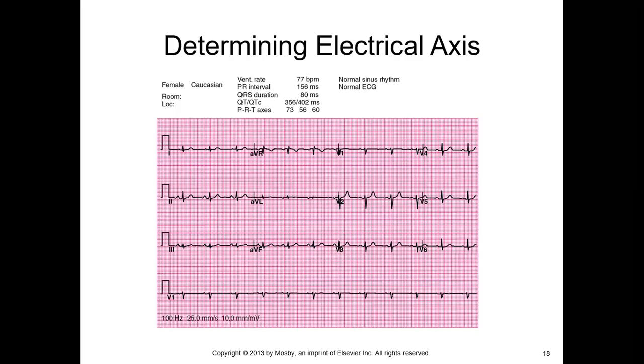To determine if the QRS axis is moving in a positive or negative direction, look at lead 2 and determine if the QRS complex is primarily positive or negative. Lead 2 is here. You will see that the QRS is primarily positive. You see that pointing up in lead 2. Therefore, this patient's QRS axis is approximately 60 degrees.